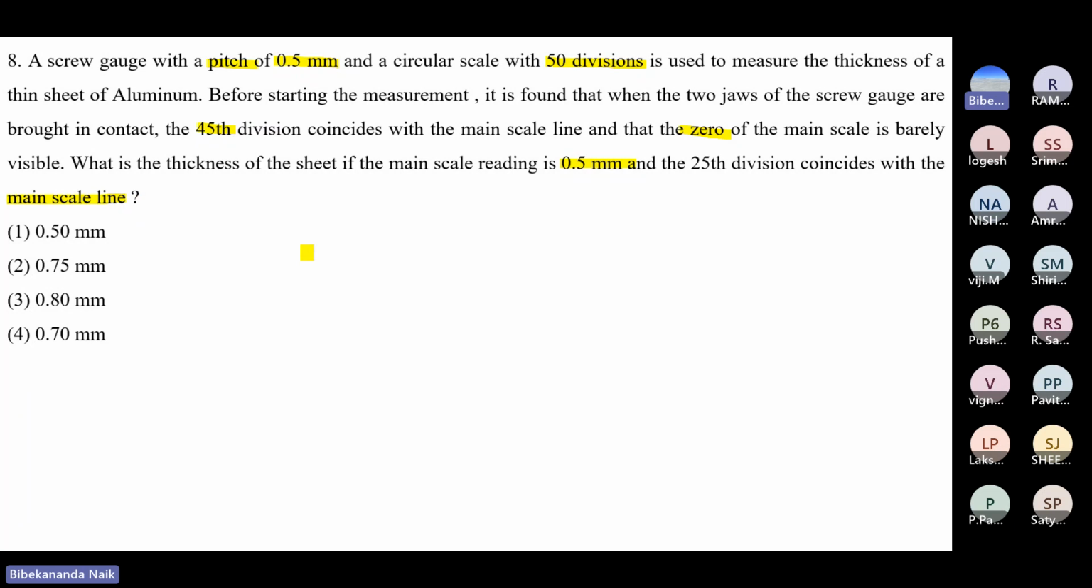So I'll be giving you a few minutes. Please try to solve it, and after that, I will solve it.